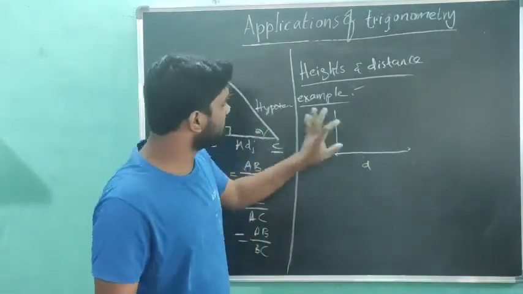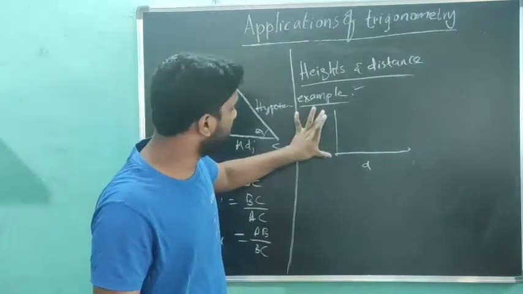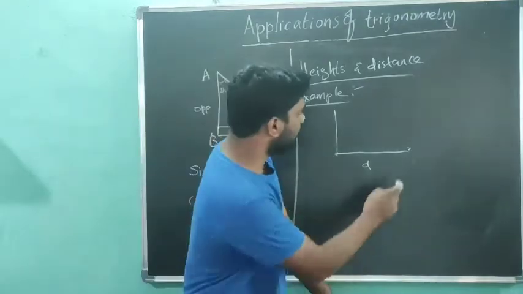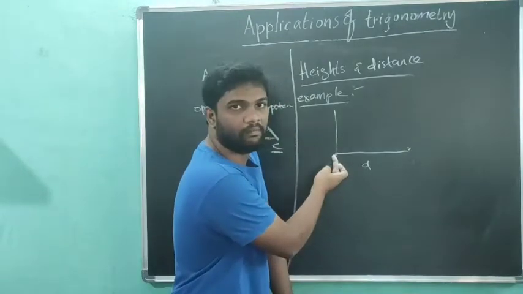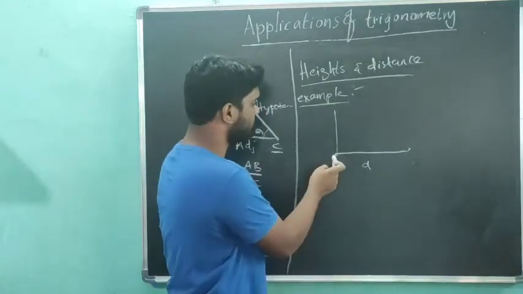Now you are interested in finding the height of the pole. Now what are you going to find? The height of this pole, right? To find the height of the pole, you are looking at the base point, first by taking a binocular or any other instrument.